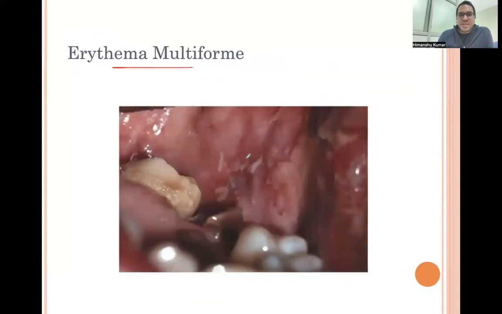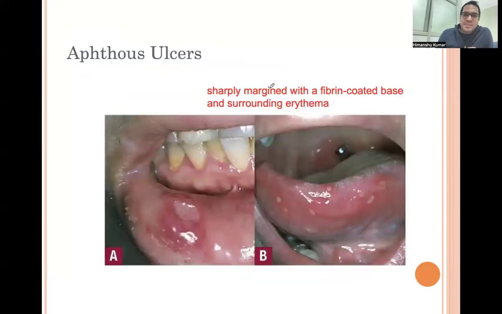Then erythema multiforme. In this, along with oral lesions, the skin will have target type of lesions, which we've already discussed before. So we can differentiate based on the cutaneous lesions. Aphthous ulcers again are sharply marginated with surrounding erythema. So surrounding we can see redness and then a sharply demarcated ulcer. Pemphigus will have more erosions, and not very well defined, very irregular margins.